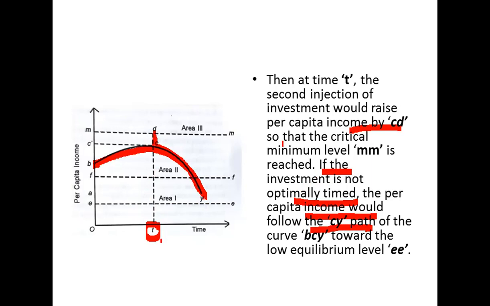So what does it mean? If the country does not make a second stroke of investment at time T, then the income would be lowered. It would start declining from C to Y. Ultimately, it will reach the line EE, this point E. The message from this explanation is that at time T, we need to give the second installment of investment, so that the economy is taken from C to D. And if you do not make an investment at C, the economy will move down and ultimately go to the low per capita income path of EE.